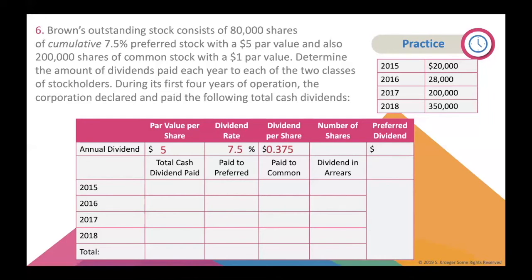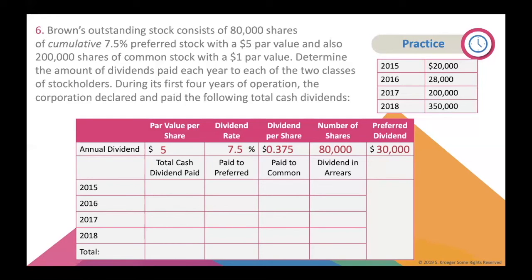0.375. Next, input the number of shares, which is 80,000. Lastly, calculate the total amount paid as dividends to preferred shareholders by multiplying the number of shares by the dividend per share. You should have gotten $30,000. This means that we are supposed to pay out preferred stockholders a total of $30,000 in dividends per year.